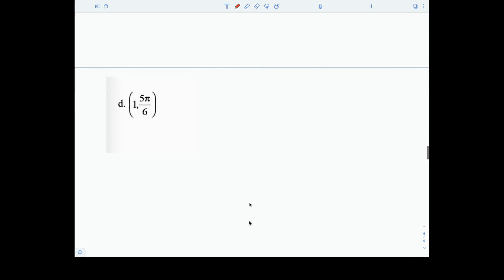So let's go on to the next one. 1, 5 pi over 6. This is the same thing as the degrees, only it's in radians. One day I'll figure out why it sometimes lets me draw straight lines and sometimes it doesn't. So we know that 5 pi over 6 is here. Say this distance is 1, so this is 1 comma 5 pi over 6.